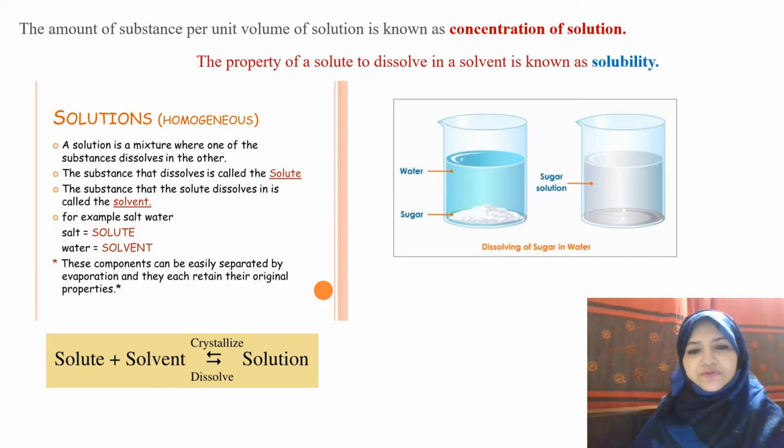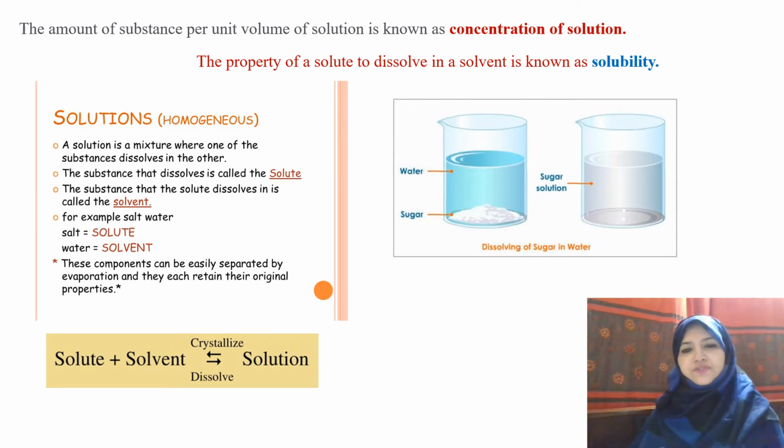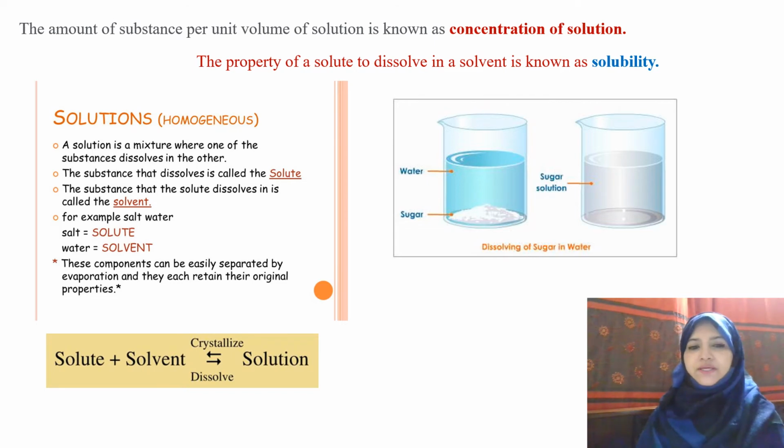And the property of a solute to dissolve in a solvent is known as solubility. That means when a solute is dissolved in a solvent, this property of that solute is known as solubility.